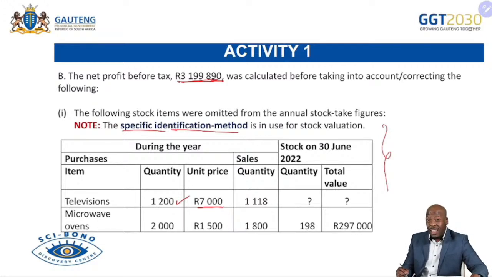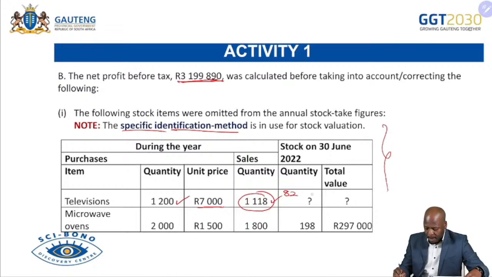So of the 1,200 televisions that we had, we have sold 1,118, as you can see here. That means now in our stock, if we say 1,200 minus the 1,118, we will have how many TVs on hand? You end up with 82. So here you're going to end up with 82 TVs on hand.